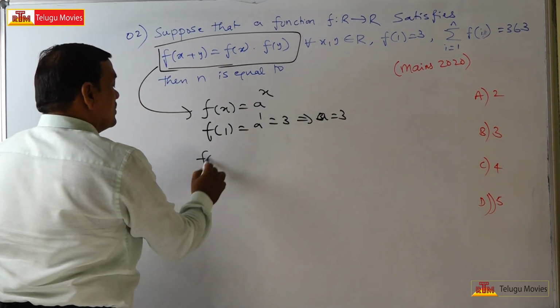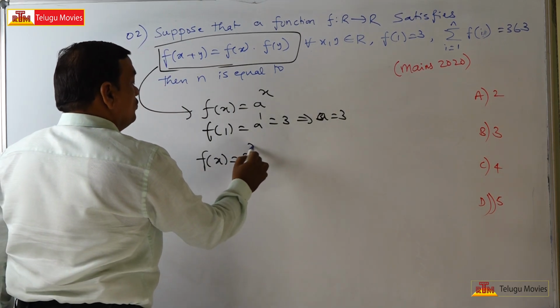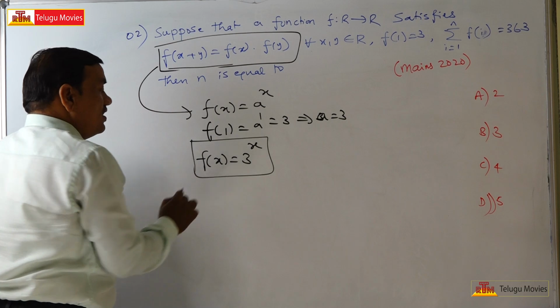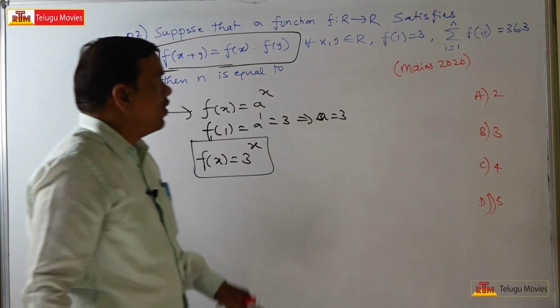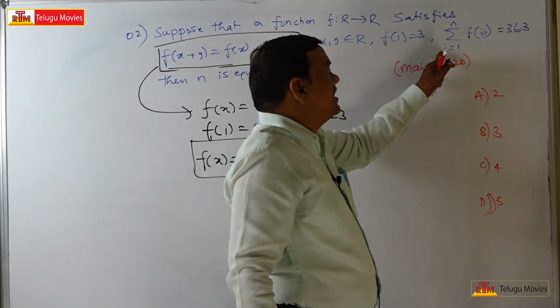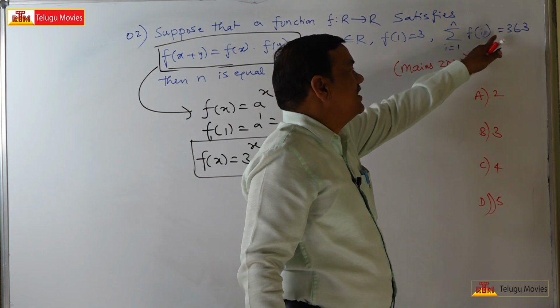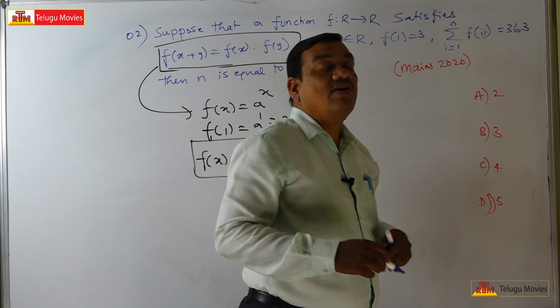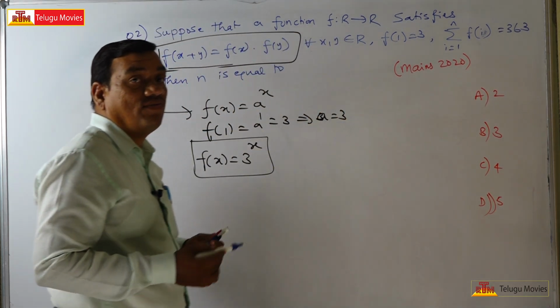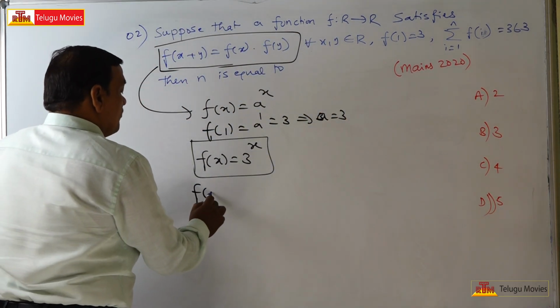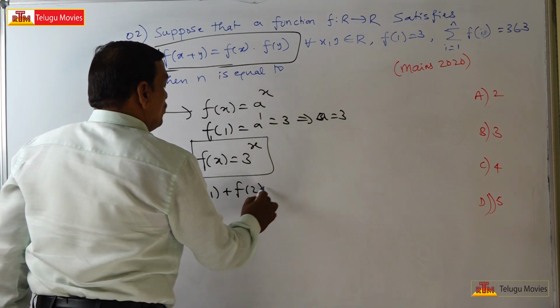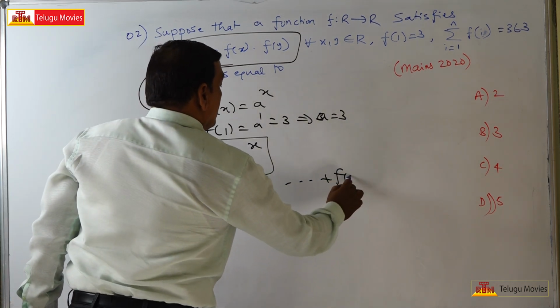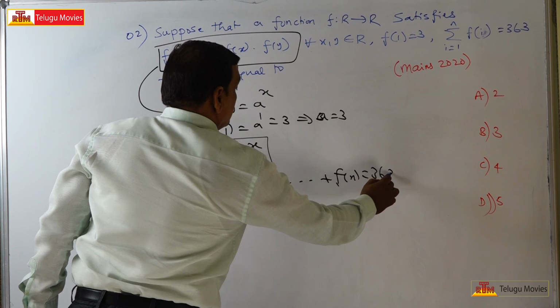So what is your function? F of x is equal to 3 power x. This is your required function. Now one more thing is given, the sum of f of i, i runs from 1 to n, is equal to 363. That means i runs from 1 to n means what? F of 1 plus f of 2 plus f of 3, and so on, f of n is equal to 363.